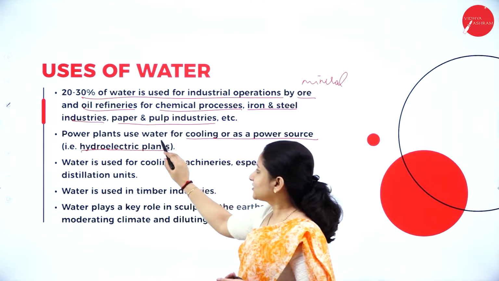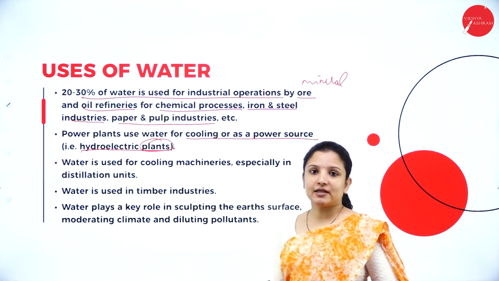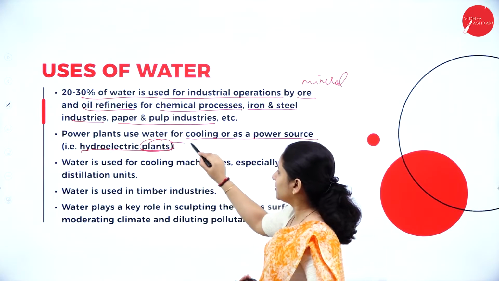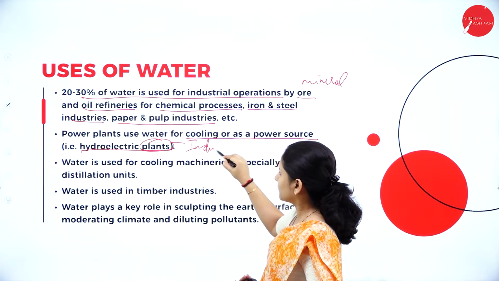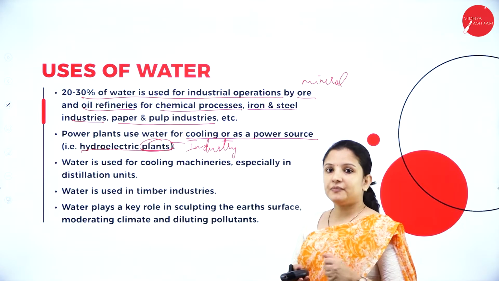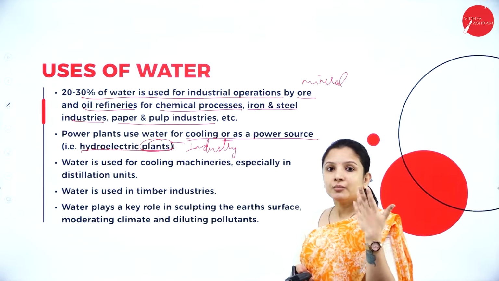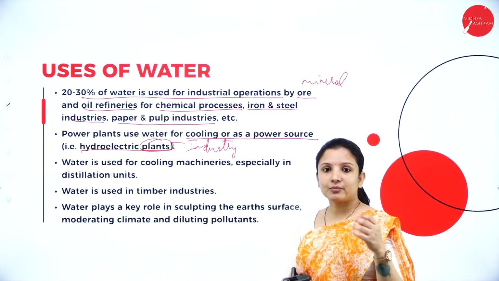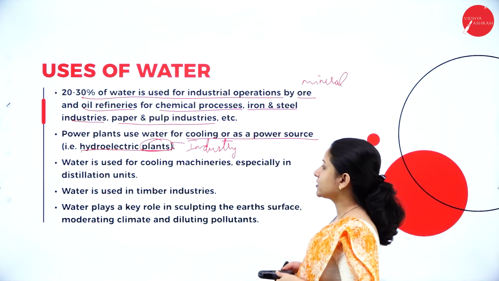Because here plants means, don't think it is the green plants that I am talking about. Plants is nothing but the industry. So in hydroelectric power plants and all, it is used, wherein mainly electricity is generated by using water itself. So for that, water is useful.